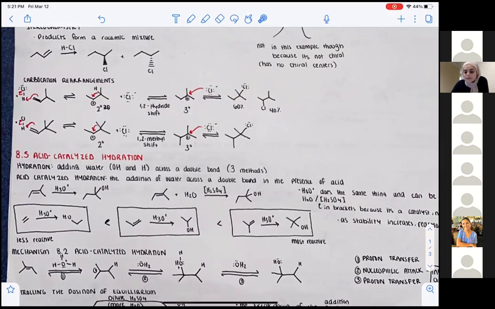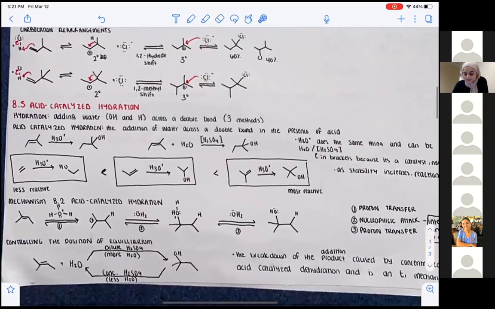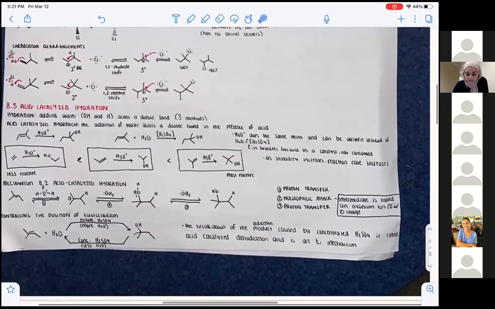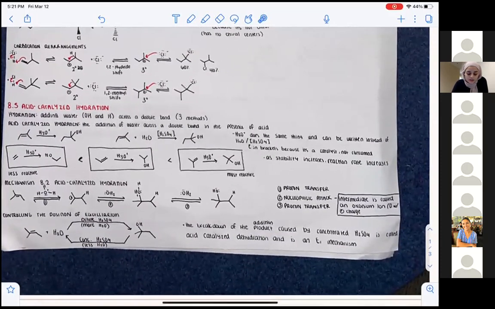Can rearrangement also happen with the acid catalyzed one? Let's see if I have that noted here, and if not, then we can look at the overall and draw our own conclusion. Over here for acid catalyzed hydration, hydration is when you add OH and H across the double bond, and there are 3 different types. Here are a couple of basic reagents: H3O+ and H2O, H2SO4, and they do the same thing.